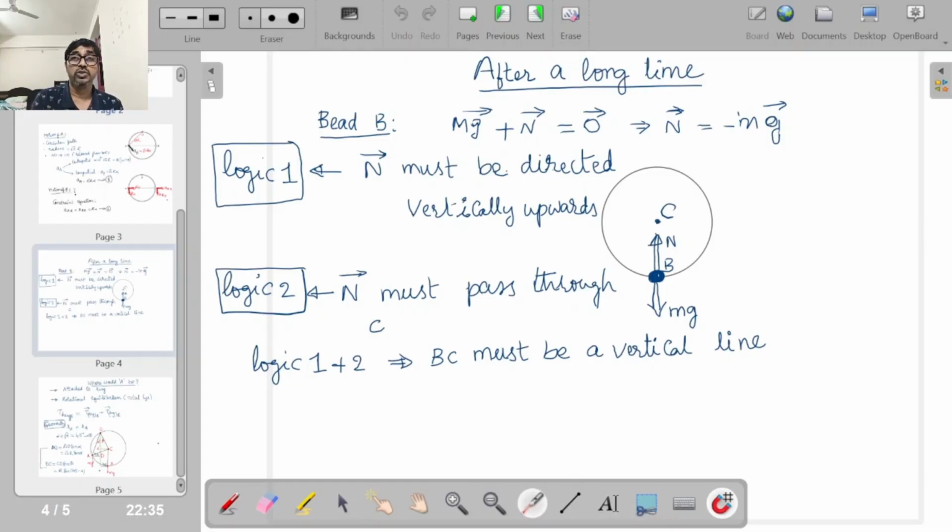Combining both of them, normal has to be vertical and normal has to pass through the center, meaning the center has to be vertically above bead B. They have to be on a single vertical line. Using logic 1 and 2, I see that B has to be right below the center of curvature. So where is B? B has to be right below the center of curvature finally, otherwise the normal reaction will not be vertical. So that's one point we have it, right. About B we have got it.